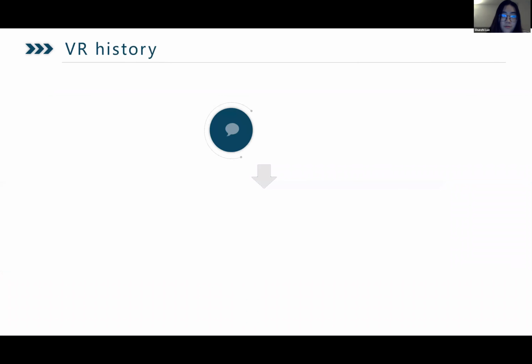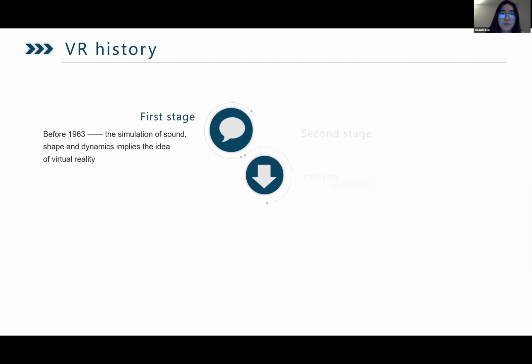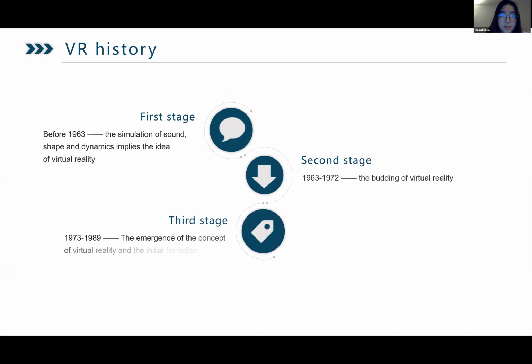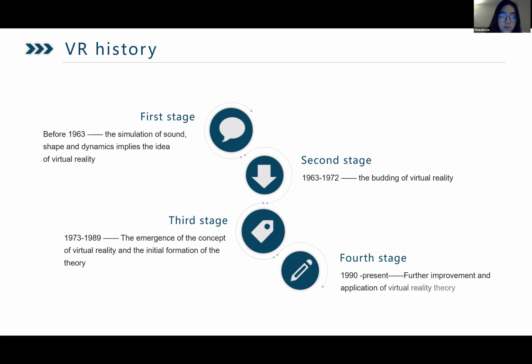The development of VR has four stages. In the first stage, in 1929, Edward Link designed a simulator for training pilots. In 1956, Morton developed a multi-channel simulation experience system.